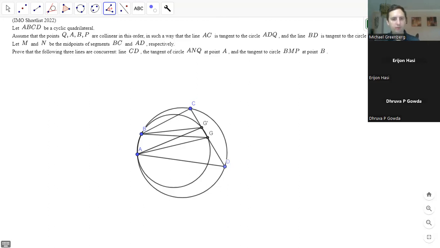So maybe it's the law of sines, because we want to show that these angles are equal. Well, okay, they're not. I was thinking they'd be 180 minus each other, but they're not. Yeah, but maybe we can also use that G is the midpoint of CD using the law of sines.